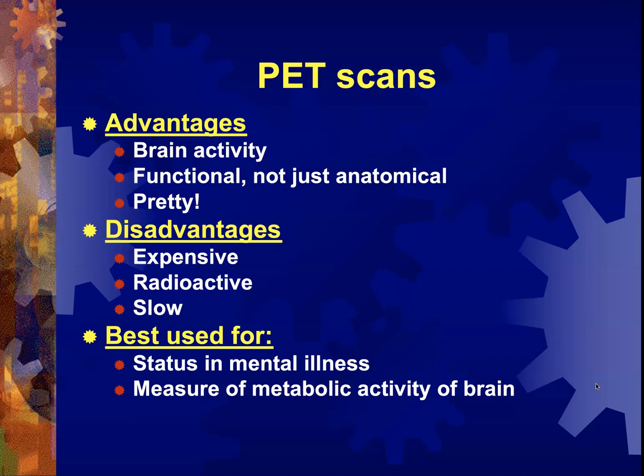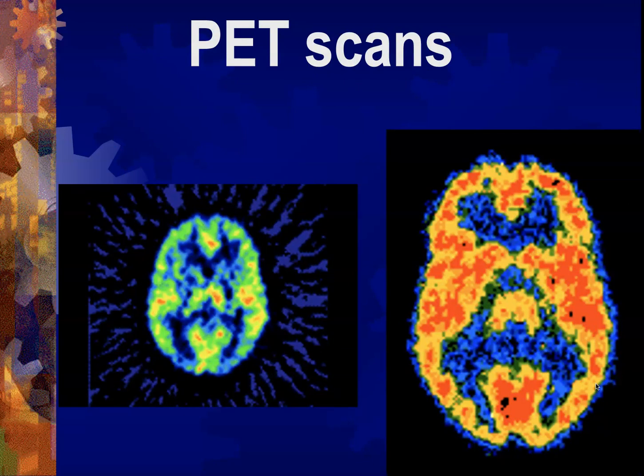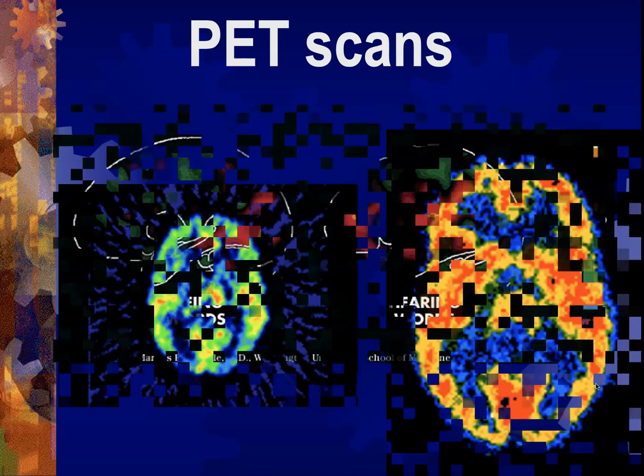So why do we use these? We use them in science, just in the lab to learn some things about the brain. We can get some idea of status in some mental illness and Alzheimer's, epilepsy. And so we can see which areas of the brain are active for different things. And they're pretty. So they light up different colors of what's going on.